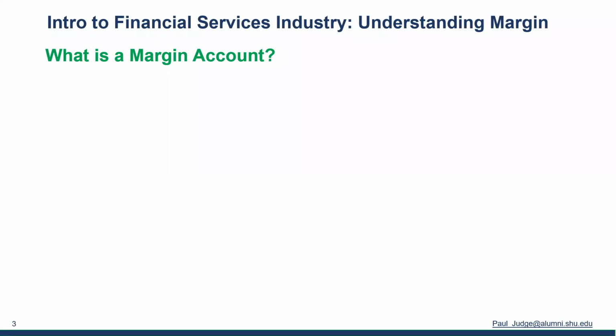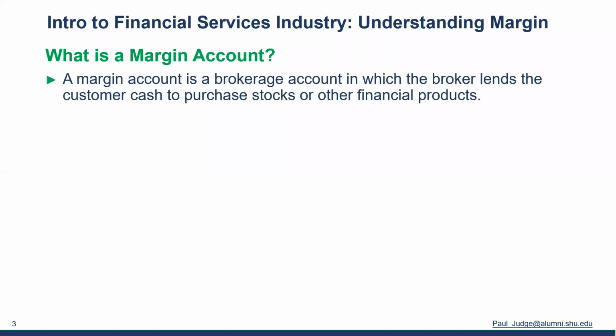So let's start. What is a margin account? Brokerage firms have different types of accounts. They have IRA accounts, they have Roth accounts, they have cash management accounts, they have investment accounts. One of the types of accounts that a brokerage firm has is a very specialized account called a margin account. A margin account is a brokerage account in which the broker lends the customer cash to purchase securities and other financial products. And then any of those products that are purchased are held in the margin account.